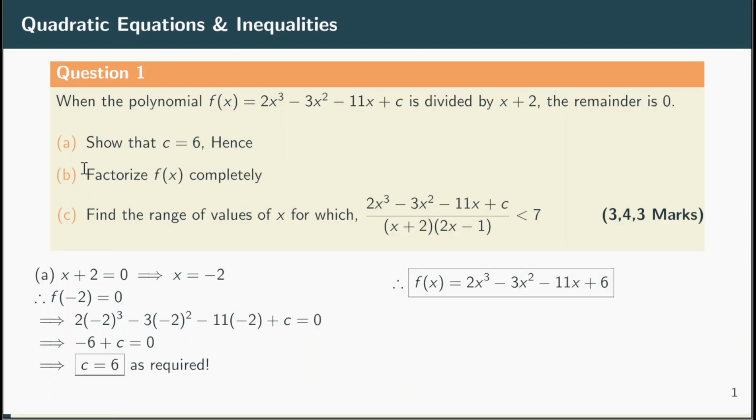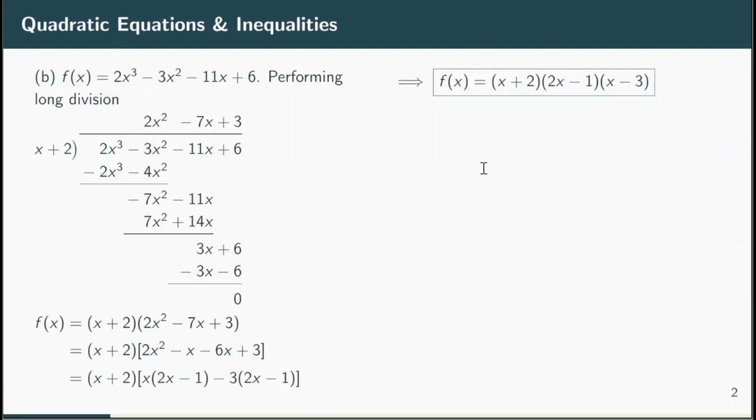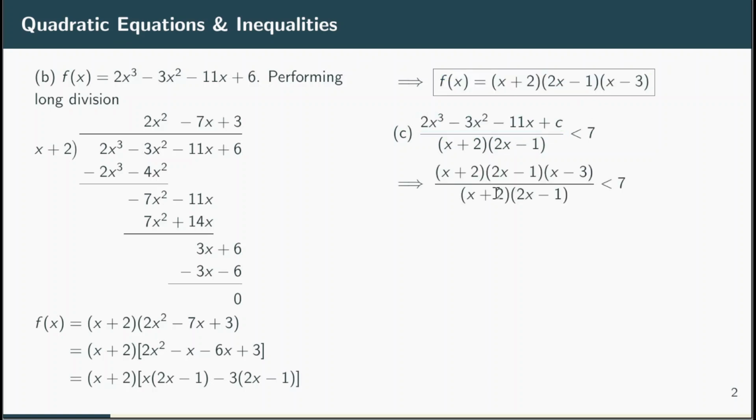But for the C part of the question, we were asked to find the range of values of x for which this expression is strictly less than 7. Remember, this expression was what was given to me initially in the question, and I had c as 6. And I had factorized it to obtain this. So I can just substitute f of x in the numerator, and I'll be having 2x cubed minus 3x squared minus 11x plus 6, divided by the denominator, is strictly less than 7. And I had factorized this, so I can substitute it, and I'll be having x plus 2 into 2x minus 1 into x minus 3, divided by x plus 2 into 2x minus 1, is strictly less than 7.